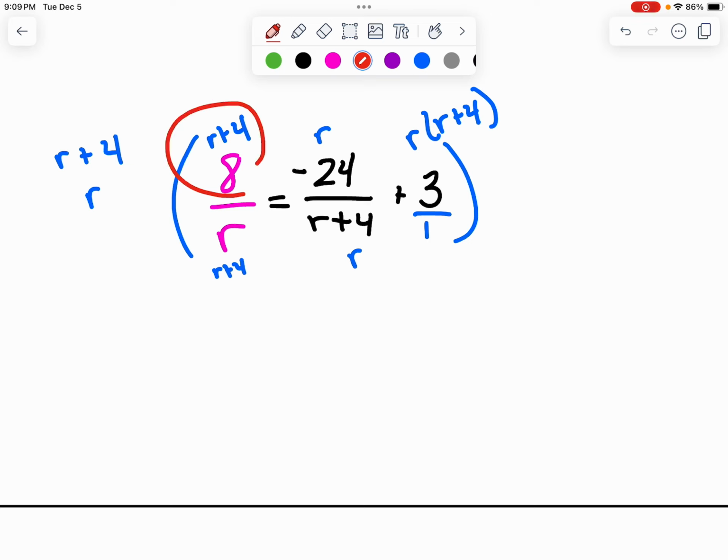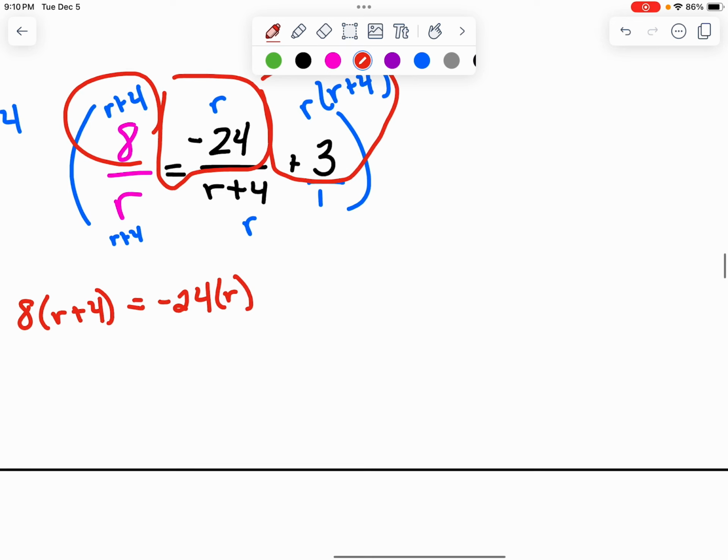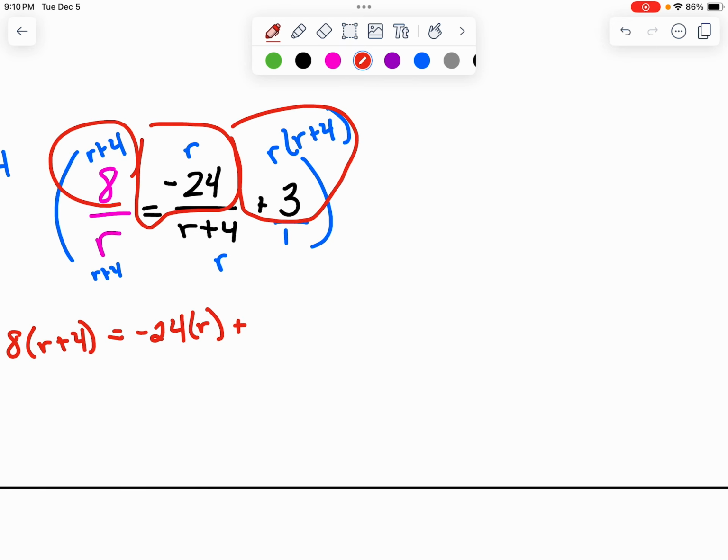What is this? That's a numerator. So 8 times R plus 4 equals negative 24 times R. Put the R in the parentheses, please. Some kids didn't do it today, and they messed up, especially on the minus problems. Please, 3 times an R plus 4 in parentheses.